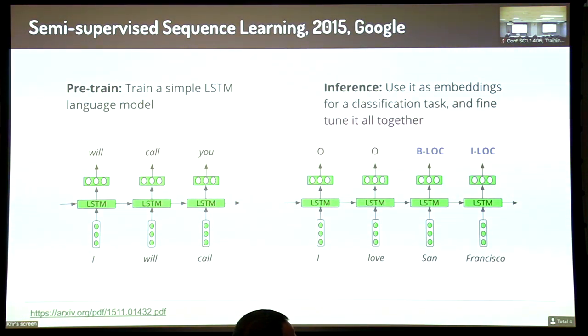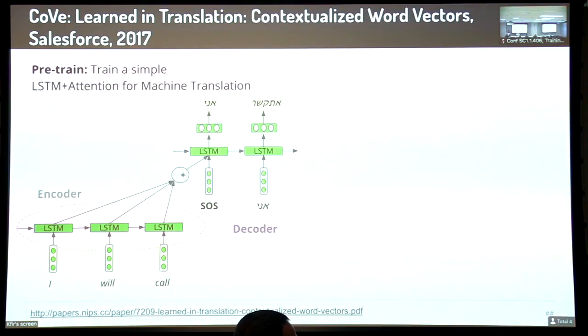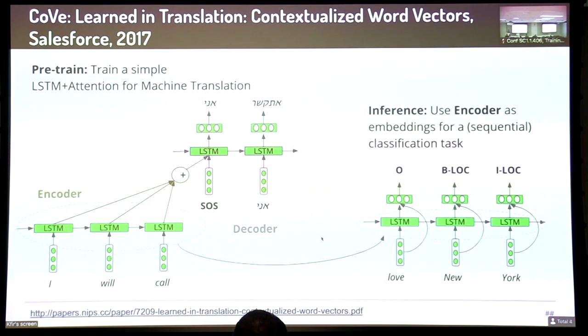My last slide is this. This is another example from two years ago by Salesforce. It's called CoVe. And this is the same thing, but instead of doing language modeling, they did machine translation models. So they use sequence-to-sequence models. And the parameters that they plugged in here are the parameters of the encoder. So they use LSTM plus attention. I won't go into the details. You can go and look for that.